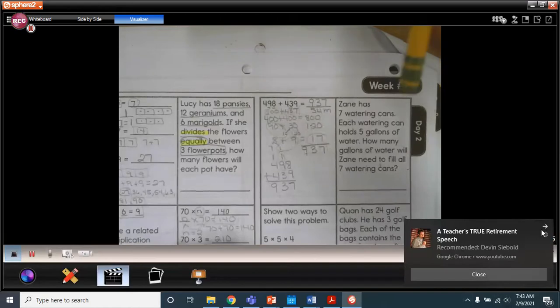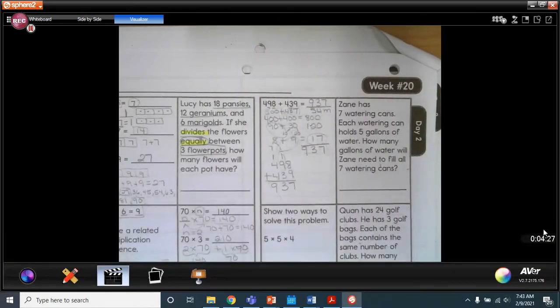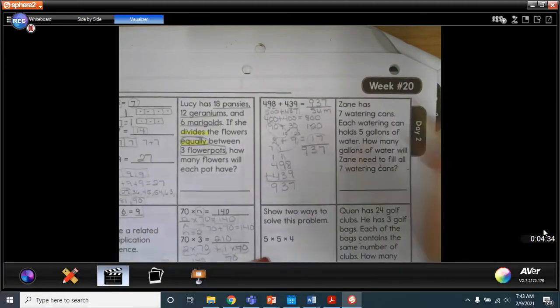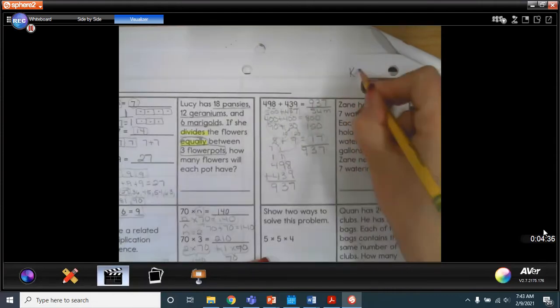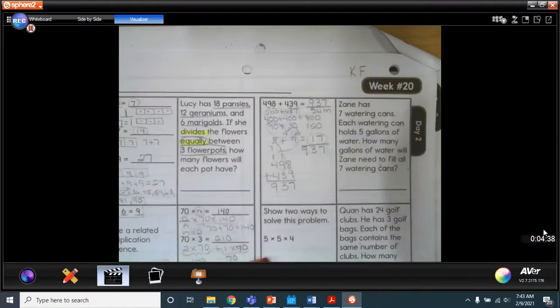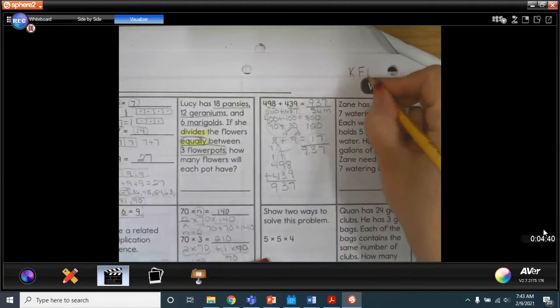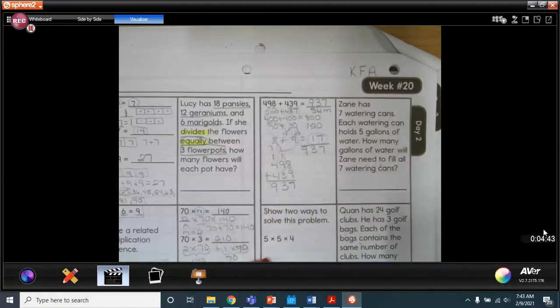So let's take a look at our next problem. It's a word problem. And remember, in word problems, we use our KFA strategy. KFA, K stands for, we're going to look for the known information, right? What do we know? F stands for, right? What are we trying to find? And A stands for, yes, answer.